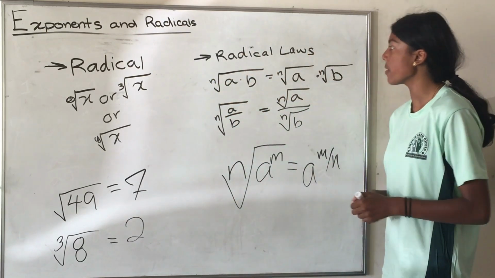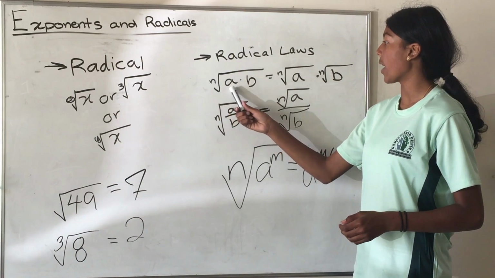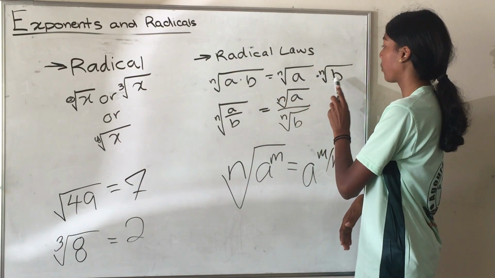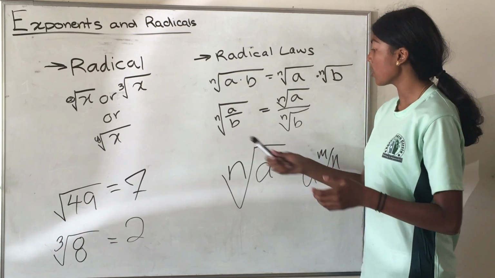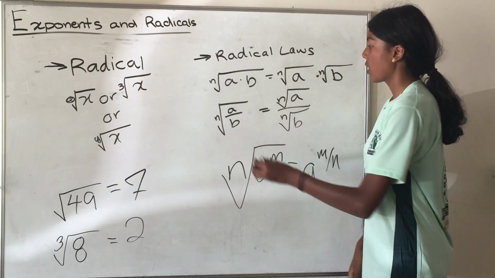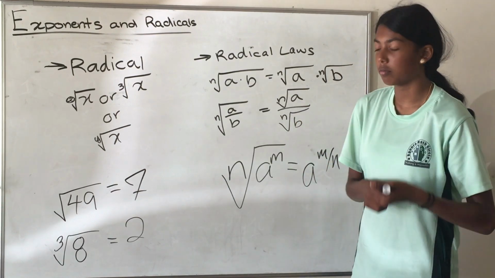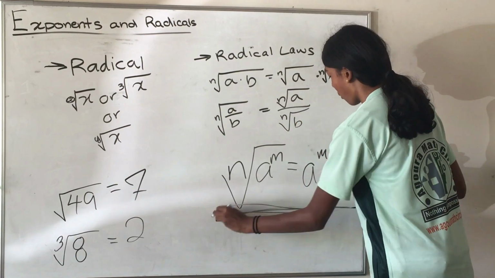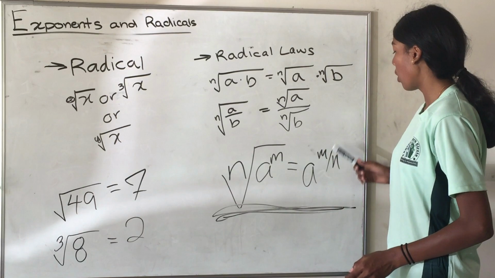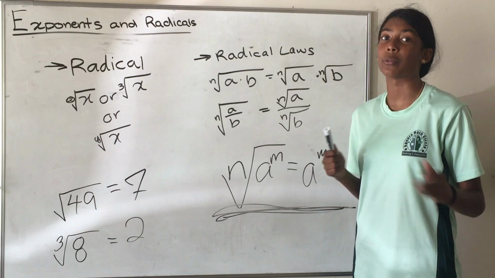Now some rules for simplifying radicals are the following. If you have the nth root of a times b, you can split it up into the nth root of a and the nth root of b. And the same goes for division. In this case, instead, it's just going to be a fraction, so the nth root of a over the nth root of b. And this one I wrote very big because it's really important with exponents. The nth root of a to the m is equal to a to the m over n. Really important to remember that when you're dealing with both exponents and radicals.